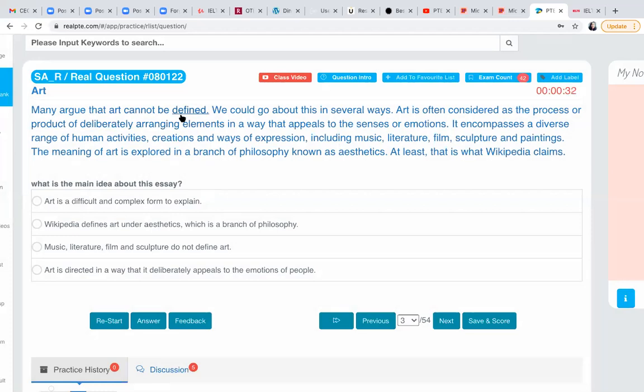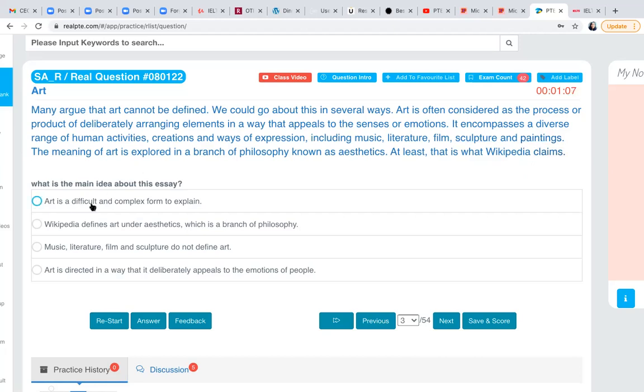Many argue that art cannot be defined. We could go about this in several ways. Art is often considered as the process or product of deliberately arranging elements in a way that appeals to the senses or emotions. It encompasses a diverse range of human activities, creations, and ways of expression, including music, literature, film, sculpture, and paintings. The meaning of art is explored in a branch of philosophy known as aesthetics. At least that's what Wikipedia claims.